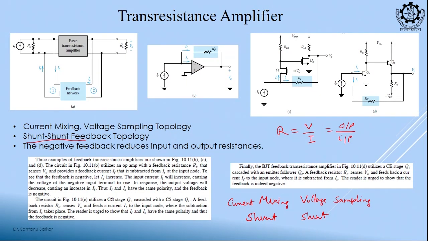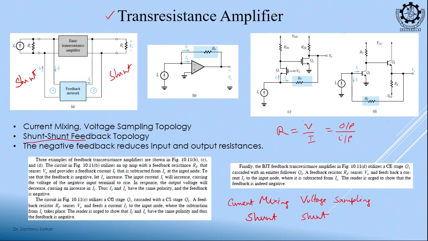So, all the naming clear. First one is trans resistance, means V by I. So, output is voltage sampling, input is current mixing, right. Next you come to a decision that if I want to mix current, it should be in shunt. If I want to sample voltage, it is also in shunt.